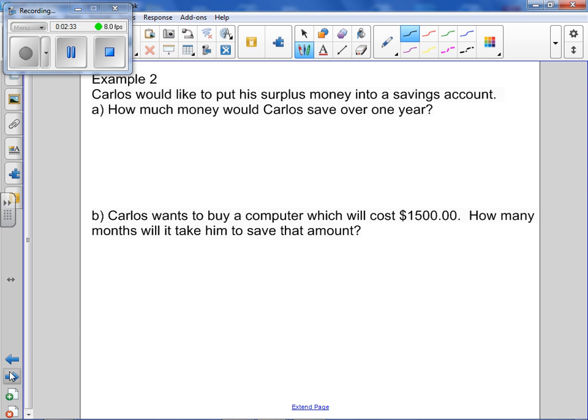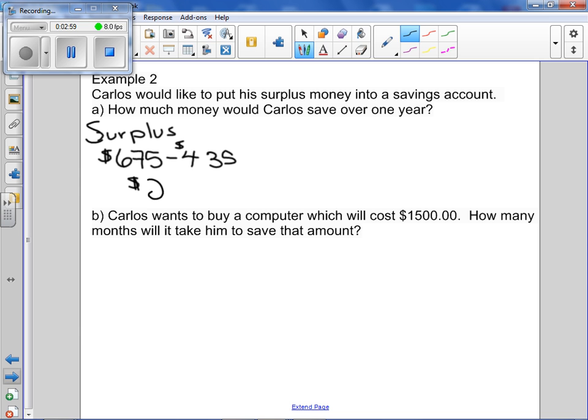The next question says, Carlos would like to put his surplus money into a savings account. How much would he save over 1 year? So let's figure out how much his surplus actually is. So I'm going to take his income, 675, and subtract what he spends, which is 435. So 675 subtract 435 is $240 a month.